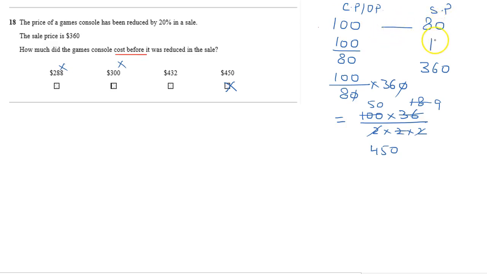When we reduce the number, we divide. This is reducing, so I'm dividing 100 by 80. Now this number is increasing, I'm multiplying now. And then you simplify this thing.